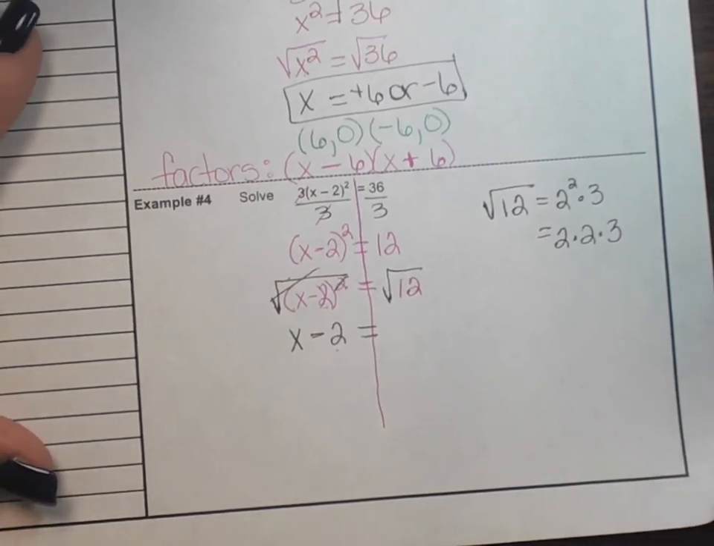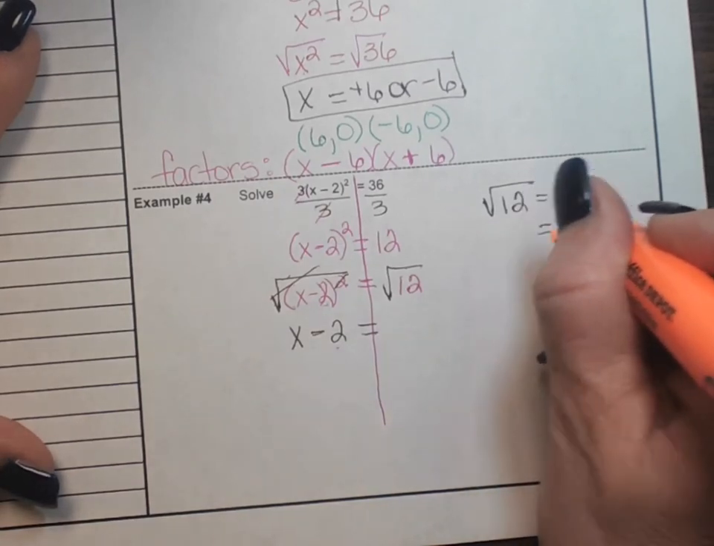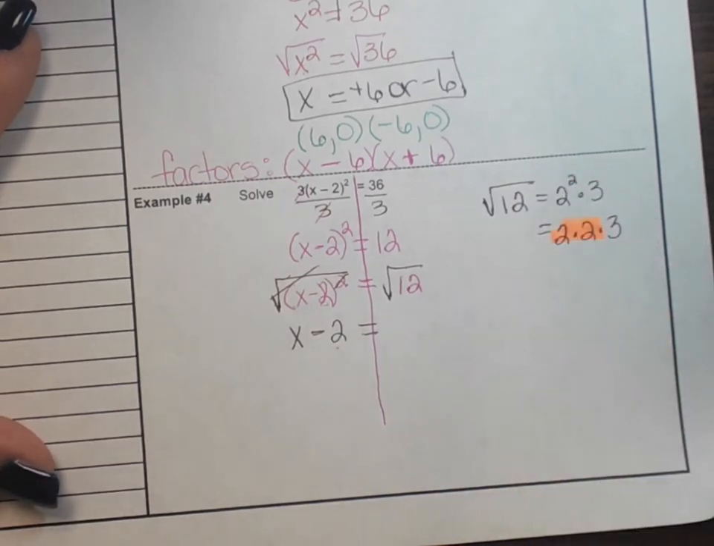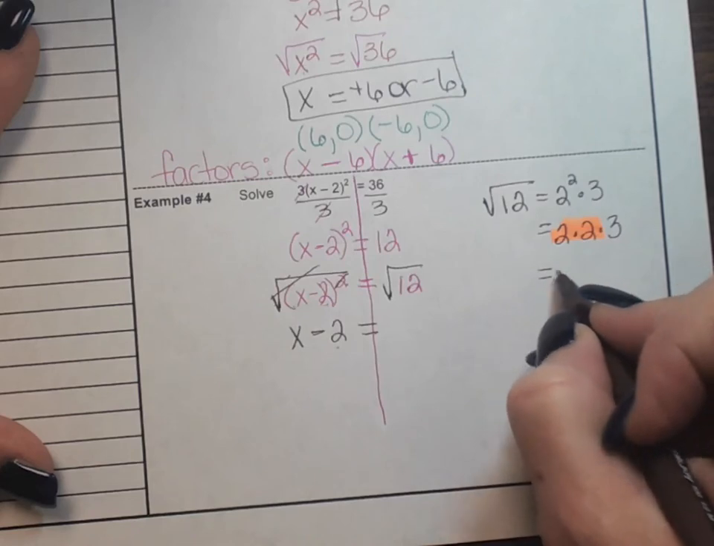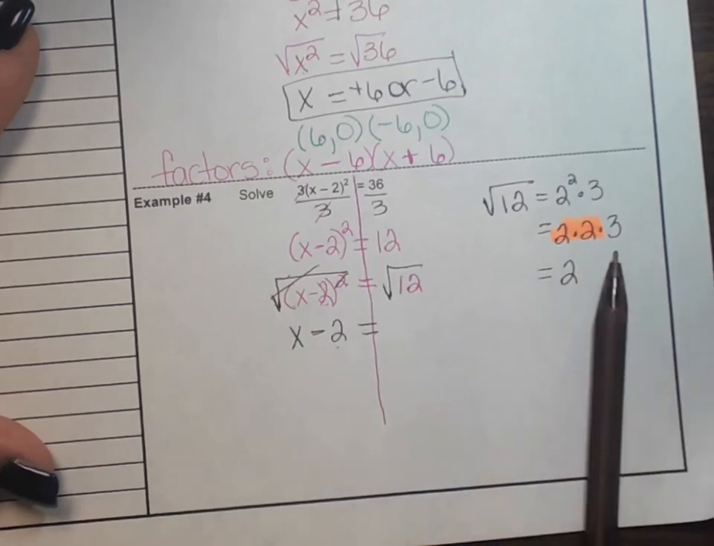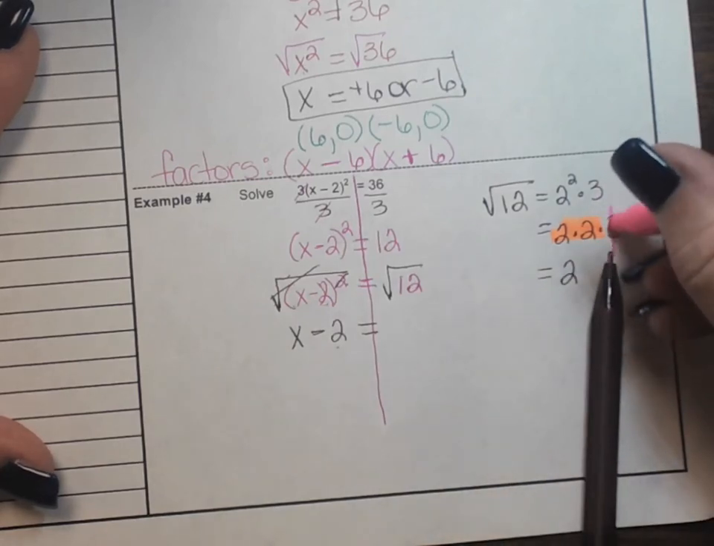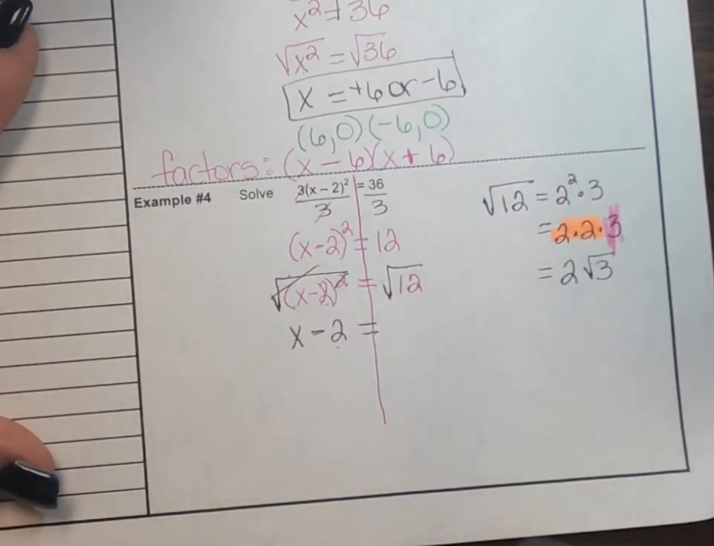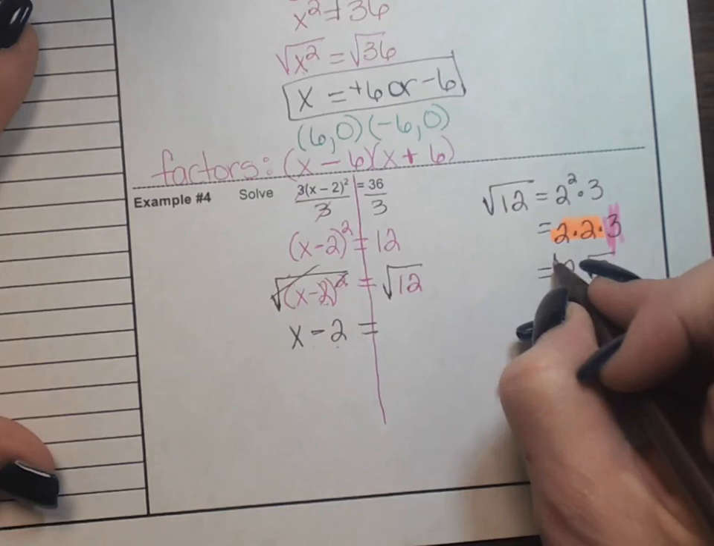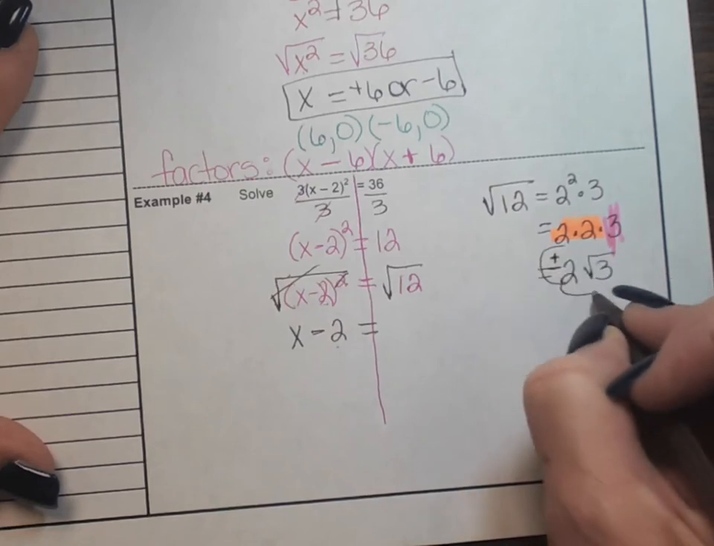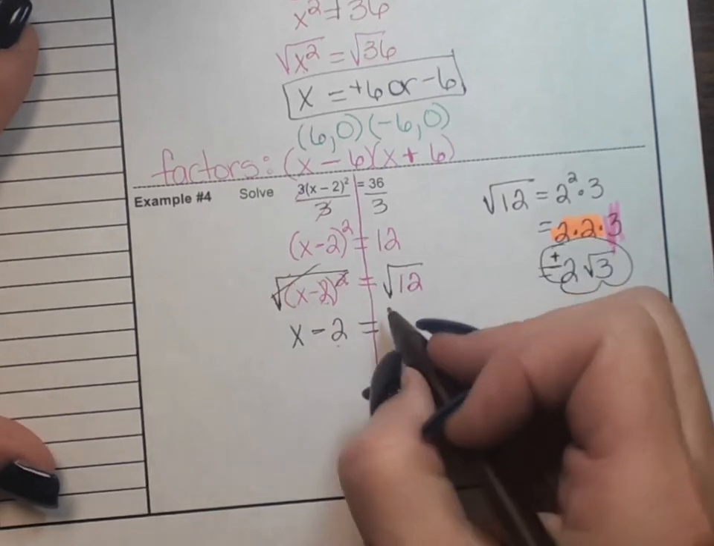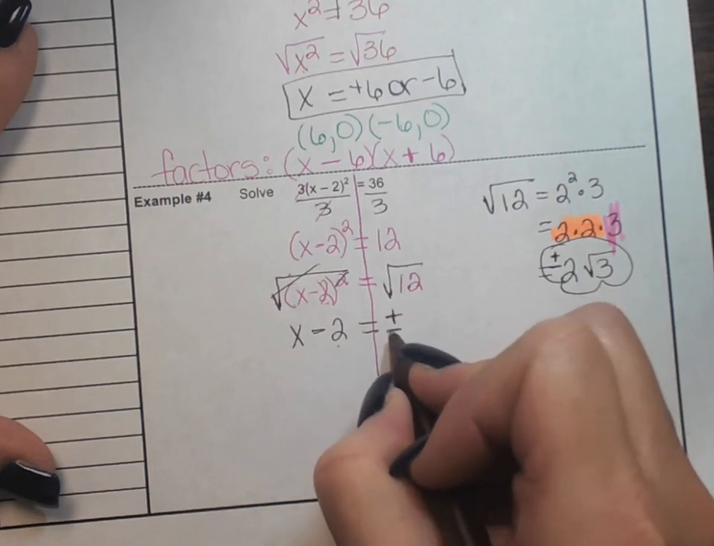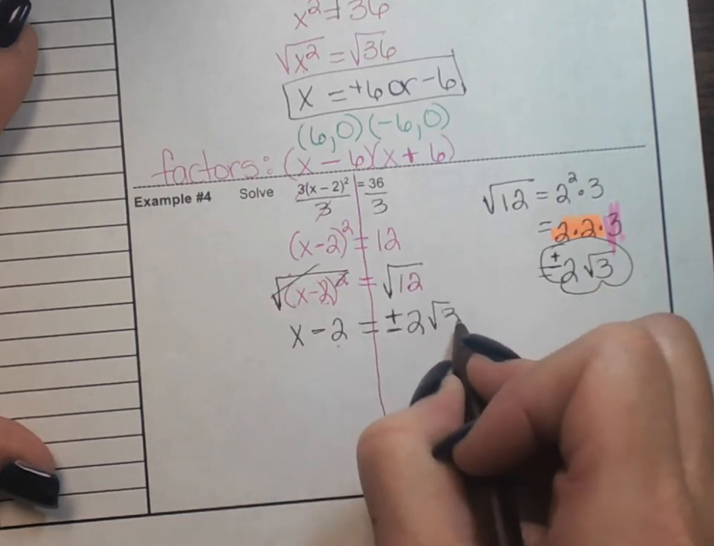So what we do is we look for a pair. We have a pair of 2's. So the 2's get to come out of the house and play. And then the 3 doesn't have anyone to play with, so it stays behind. So we get the 3 here. So our answer is going to be plus or minus 2 square root of 3. So over here we write plus or minus 2 square root of 3.